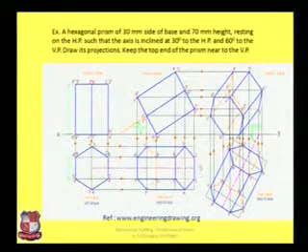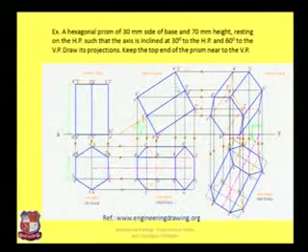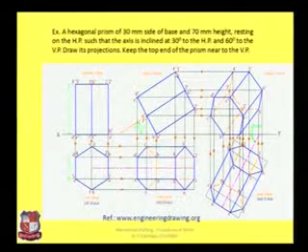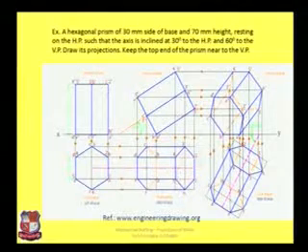Join all these 6 points with a straight line and it will be a full line because this face is visible from the top side. If we are looking from this top side, then this face is fully visible. All 6 sides are visible to us, hence we have joined with a full line.